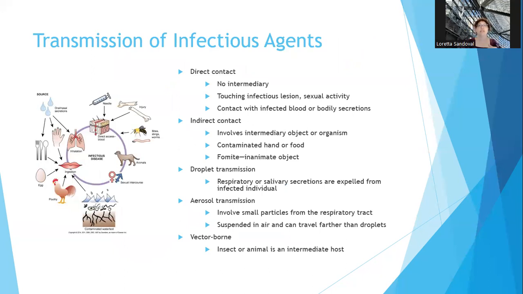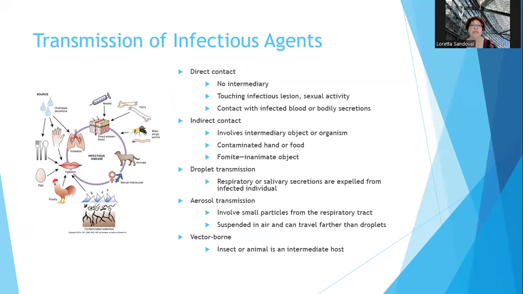So direct contact, no intermediary, you're touching the part that is infected, or infected blood or body secretions. Indirect contact involves an intermediate object or an organism. It could be an inanimate object like a dirty surface, or non-sterile instruments, or a towel, something like that.